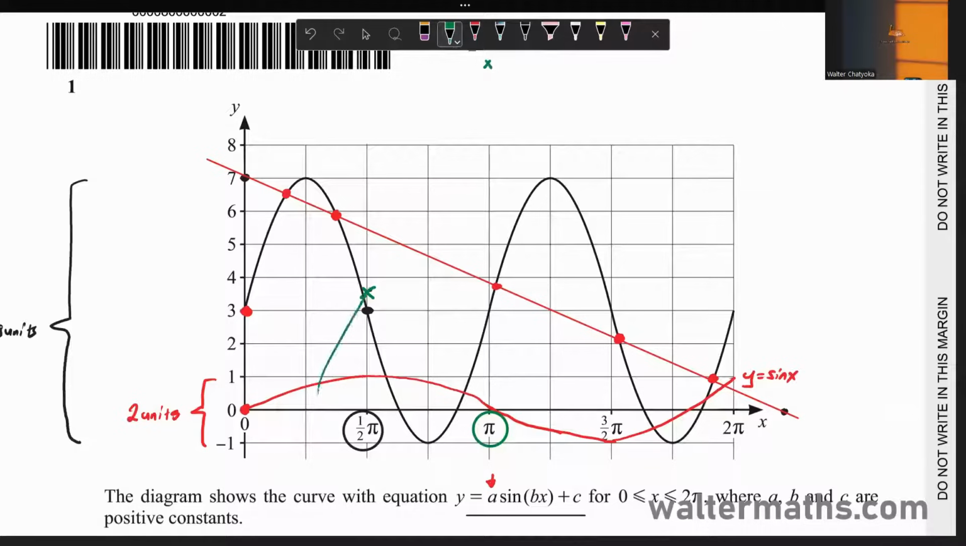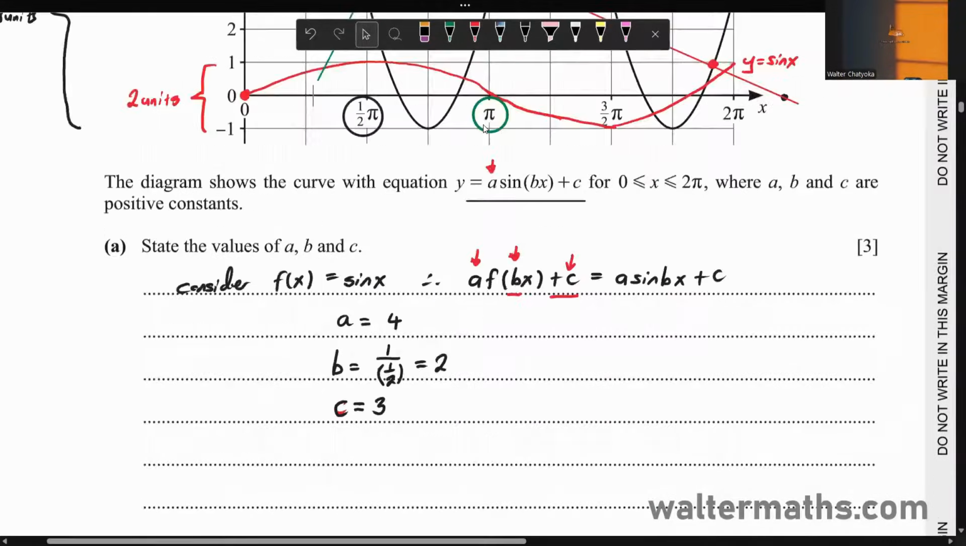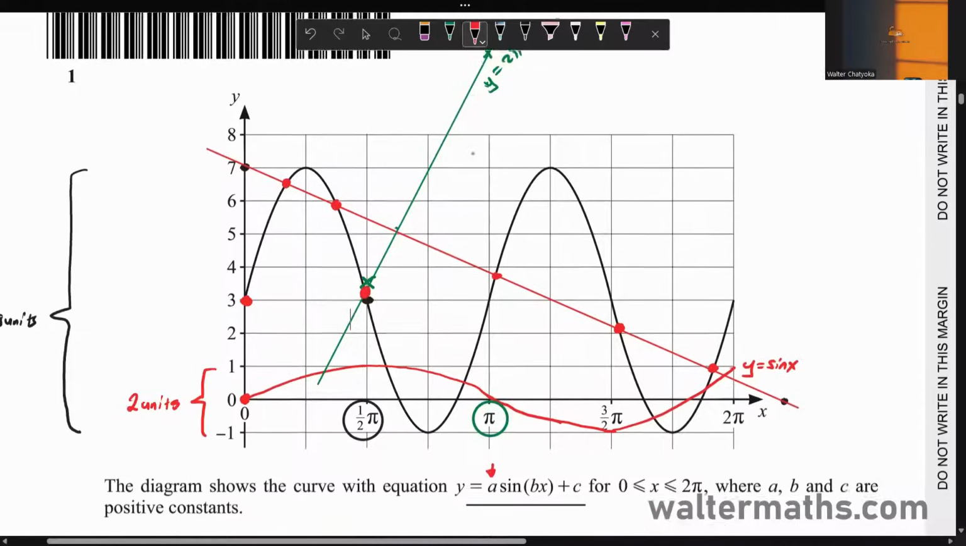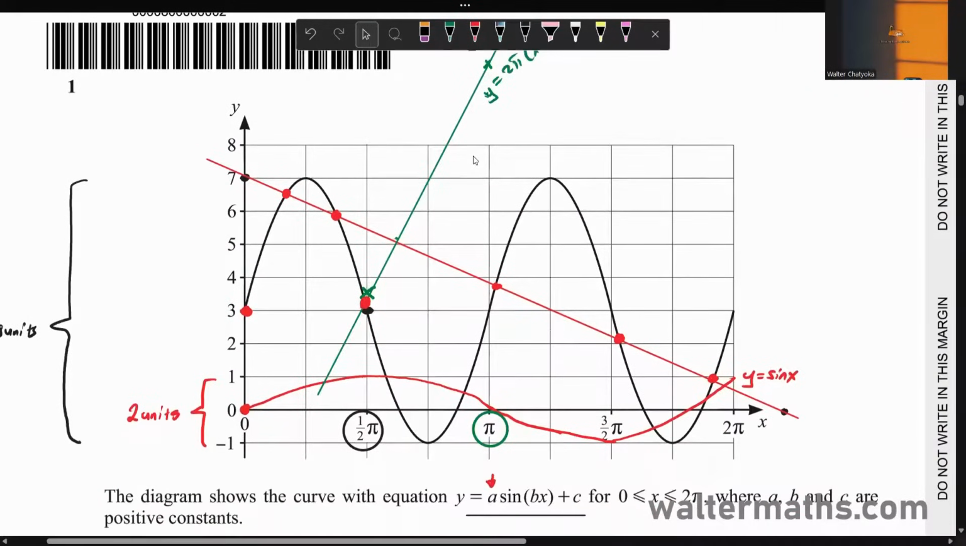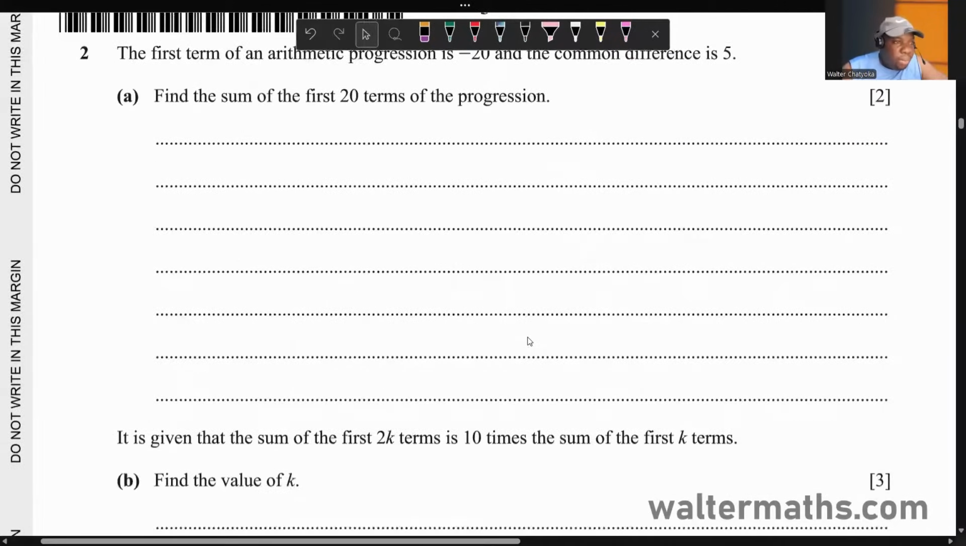So if we draw a line to join the points, you can see that the line y = 2π(x - 1), which is the one we have drawn, intercepts the graph at only one single point, this point here. So there's only one possible intersection between the two, which means that we only have one solution. So that's how we do it. Let's move on to number 2.